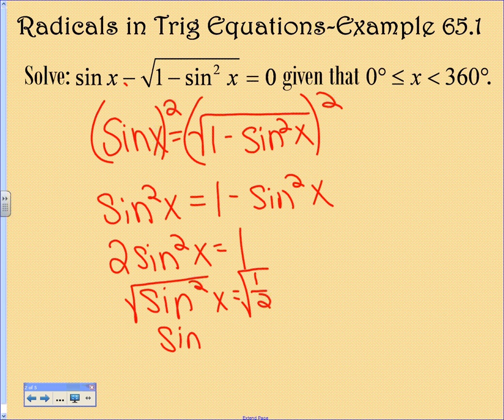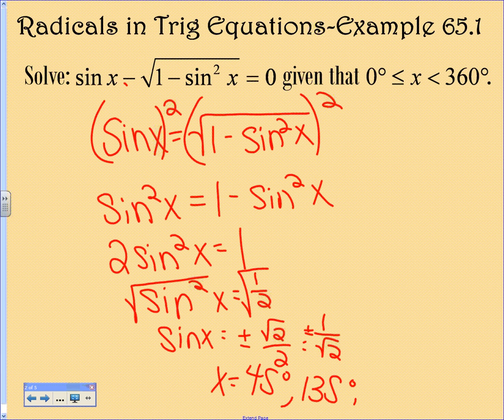So what would sine x equal? Plus or minus the square root of 2 over 2, or if you wanted to leave it as 1 over the square root of 2, either one works. What does x equal? 45? 135, okay. That's if it's a positive 1 over square root of 2.